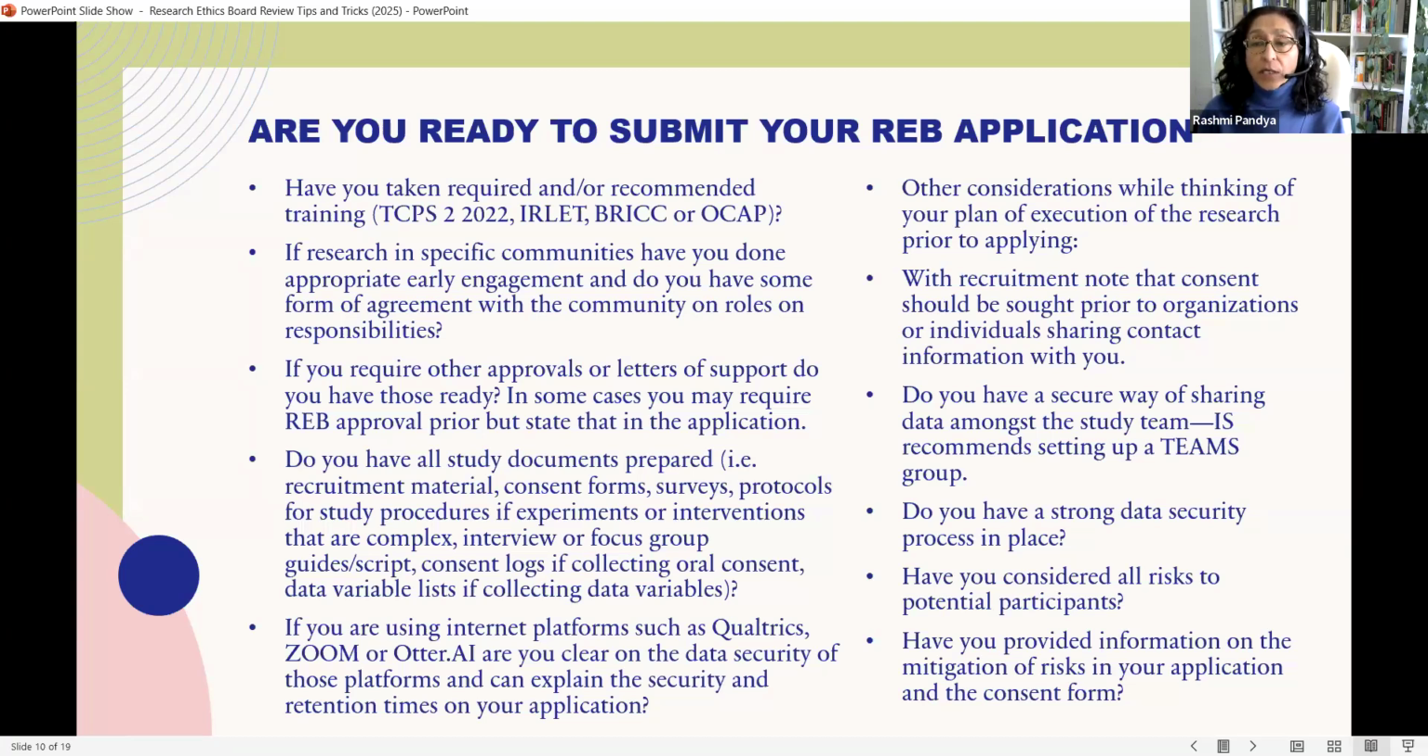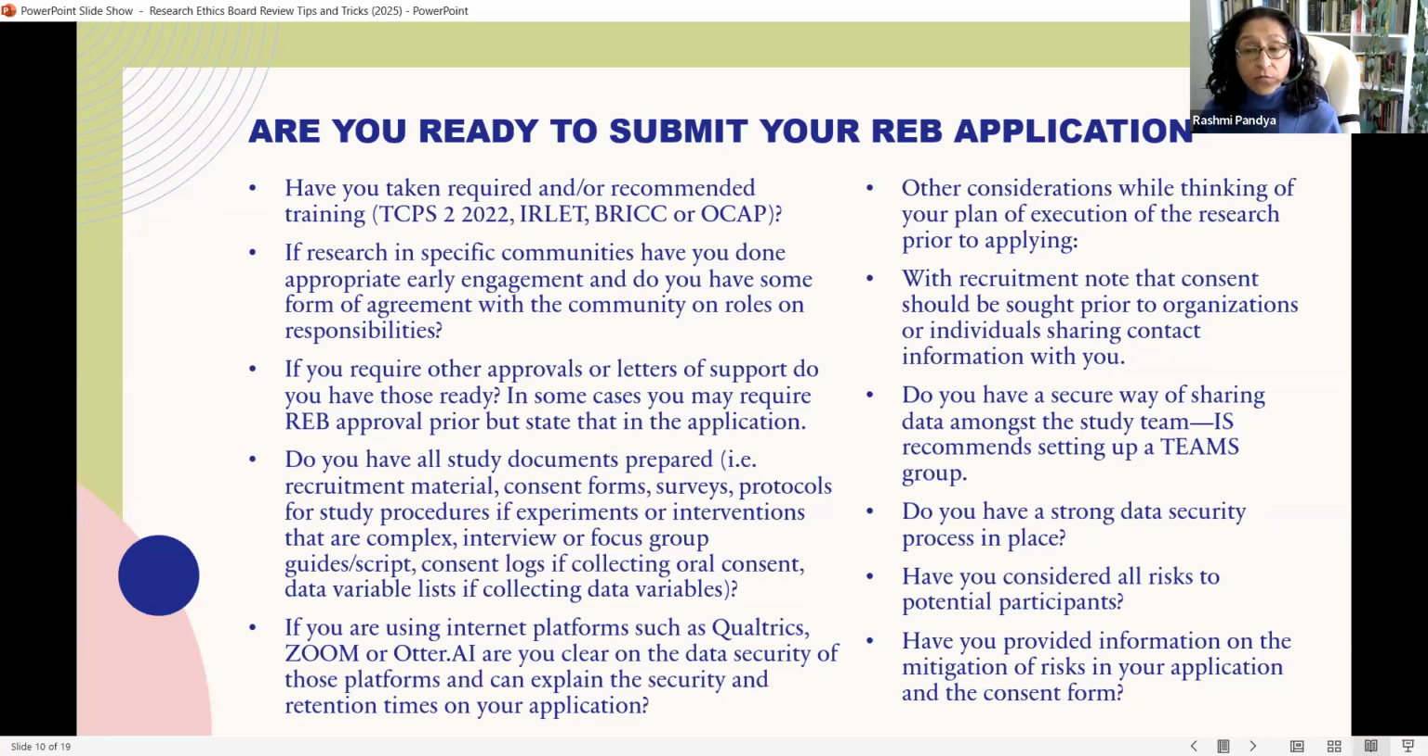Do you have a secure way of sharing data amongst the study team? We actually just had in the research department a session with people from information security on this. Information security is recommending setting up a Teams group to share data. It's a much better way to do it, especially if you're collaborating on things like analysis. So please make sure you're putting those considerations into how you are retaining data and how you're securing it in the application form. Make sure you have a strong data security process in place.